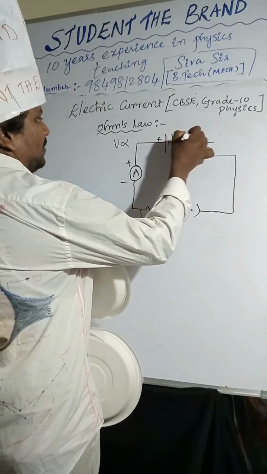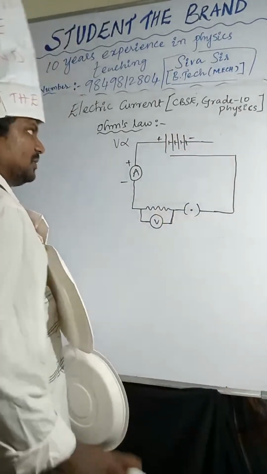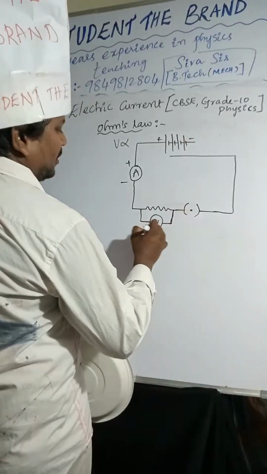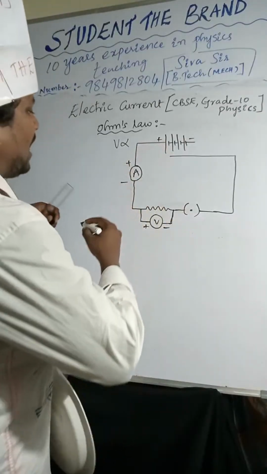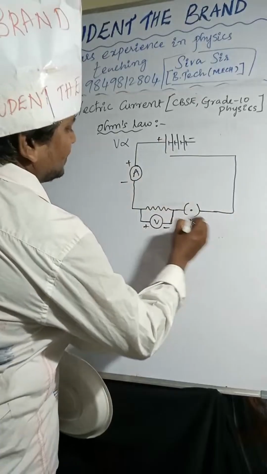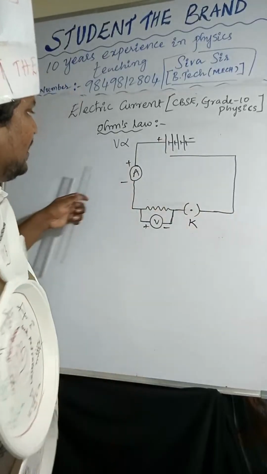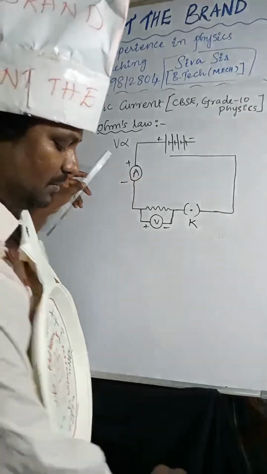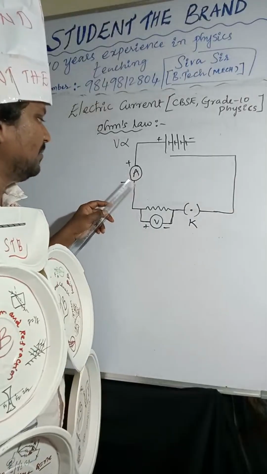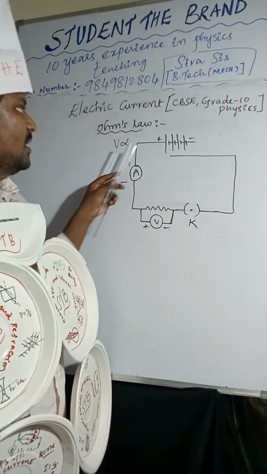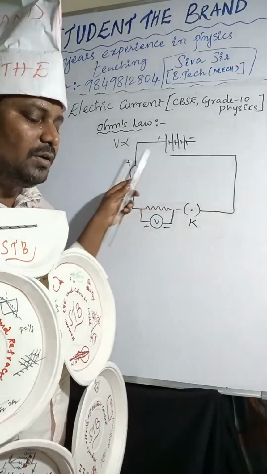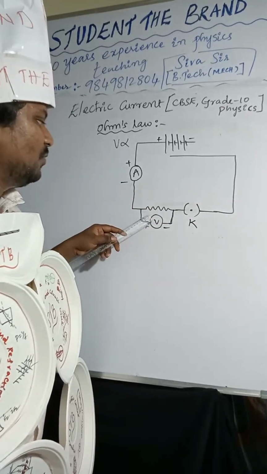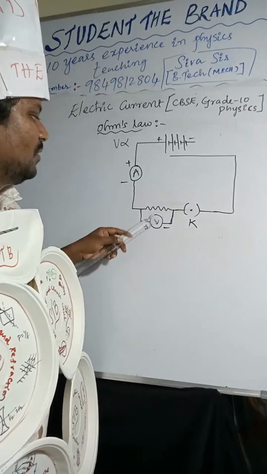So this is a positive terminal, negative terminal. Current is passing, positive terminal, negative terminal. Now here positive terminal, negative terminal. So here you have to connect in this way. This is the key. You have to connect in such a way that the positive terminal of the battery is connected to the positive terminal of the ammeter, and the negative terminal of the ammeter to the positive terminal of the voltmeter. So once again, ammeter negative to voltmeter positive.